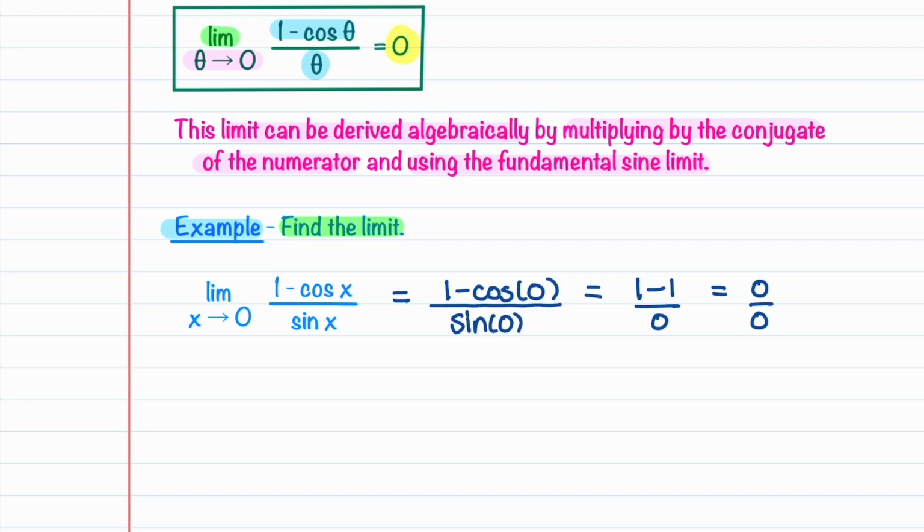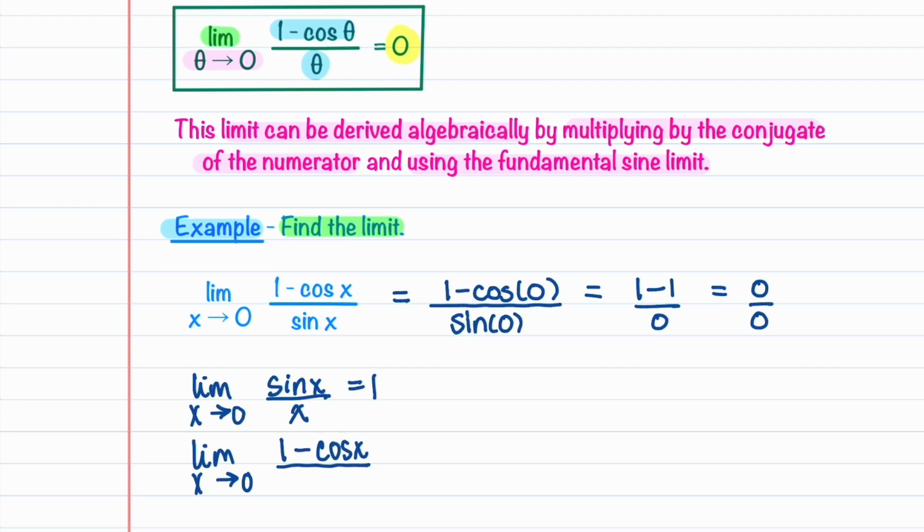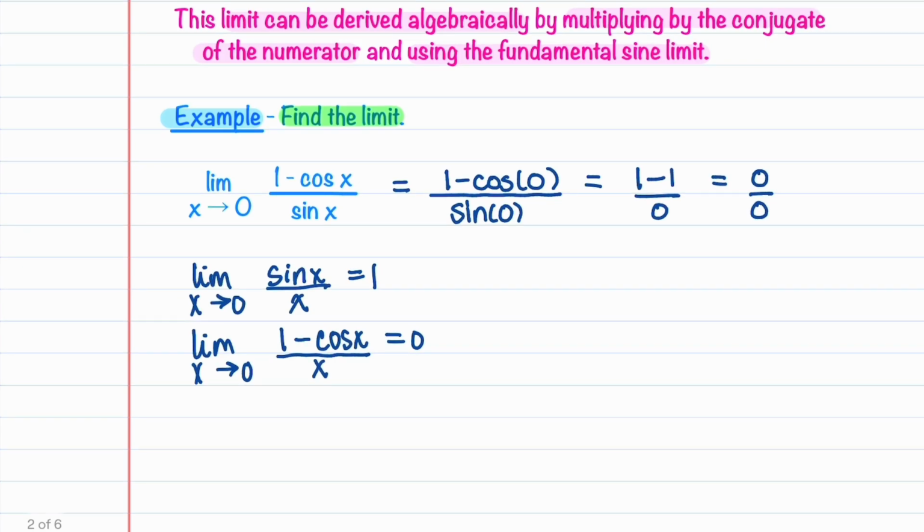To evaluate this limit, we have to use two things. The first limit that we can use is the limit as x goes to 0 of sine x all over x is equal to 1. And then the one that we just saw above, the limit as x goes to 0 of 1 minus cosine x, all divided by x is equal to 0. When you look at the limit that we've been given, 1 minus cosine x over sine x, you can see that it's similar to these two limits that I just wrote down, but there's no x there.